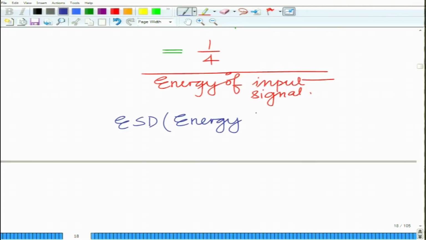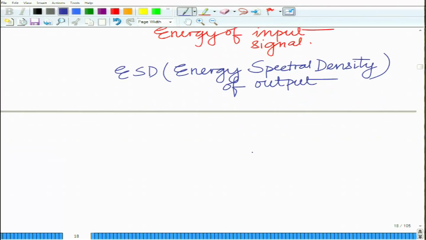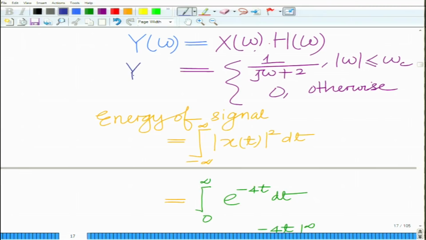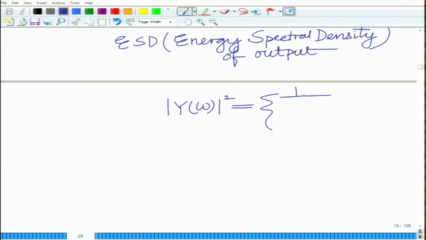or the energy spectral density of output. Now, remember the energy spectral density of the output, that is magnitude Y of omega squared. Remember, we have seen what is Y of omega, we get Y of omega from this expression. So, magnitude Y of omega squared is basically 1 over 4 plus omega squared for magnitude omega less than or equal to omega c and 0 otherwise. So, this is the energy spectral density of the output signal.